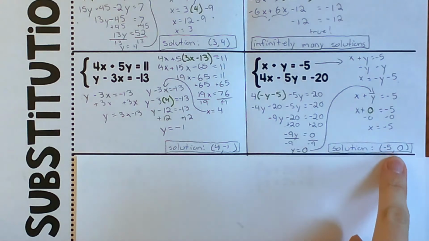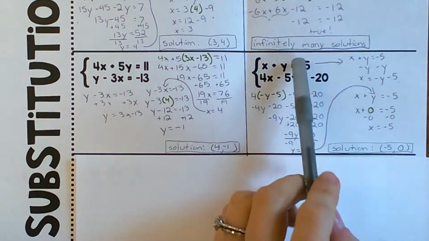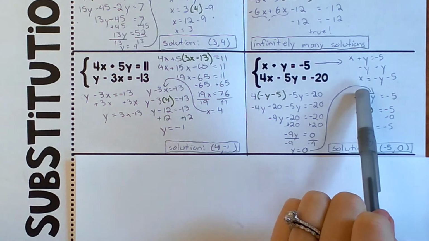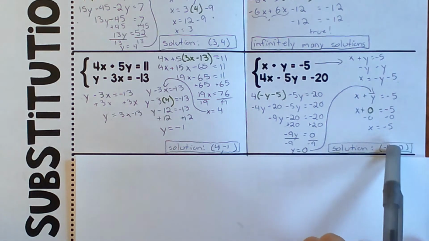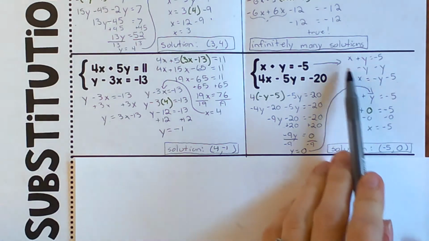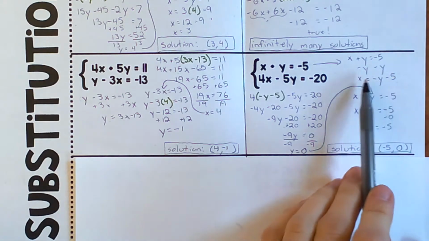Okay, so on this answer you should have gotten -5 comma 0. What I did was I took this first equation and I went ahead and solved it for x. You could have solved it for y, but we should get the same answer if you solved it correctly. I solved it for x by subtracting y on both sides and got -y minus 5 equals x.